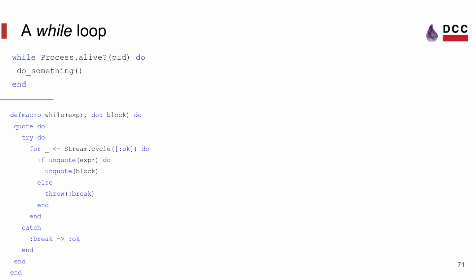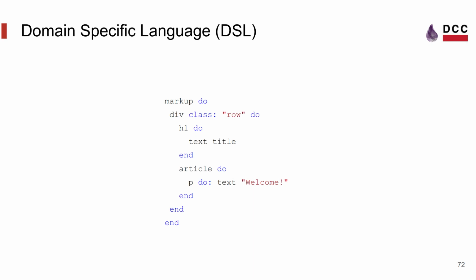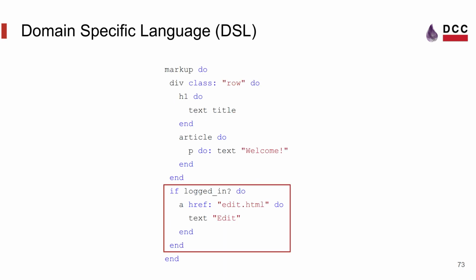So with just a few lines of code, we were able to add new constructs to Elixir, a while loop, using just Elixir itself. And another great example of the use of macros is to create a domain-specific language. See this code, for instance. We're using macros to represent HTML code in Elixir. And with this representation, we could write a more complex HTML generator, like this. That'll change what's the final code depending on if the user is logged or not.